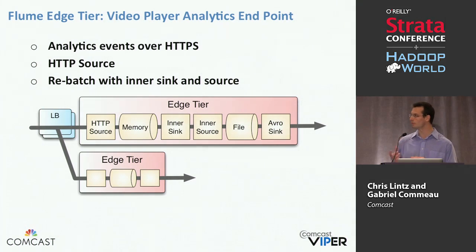And this is the way we rebatch the data that Flume receives. Because the video player sends the analytics data as close to real-time as possible, Flume receives a very large amount of very small batches. This isn't efficient for Flume because each batch corresponds to a transaction. And when you have a file channel, for example, this translates into a small I/O operation, which is obviously not efficient. So in order to fix that, we use a combination of memory channel, inner sink, and source, which are Avro sink and source, by the way, in order to merge all those small batches together in memory.